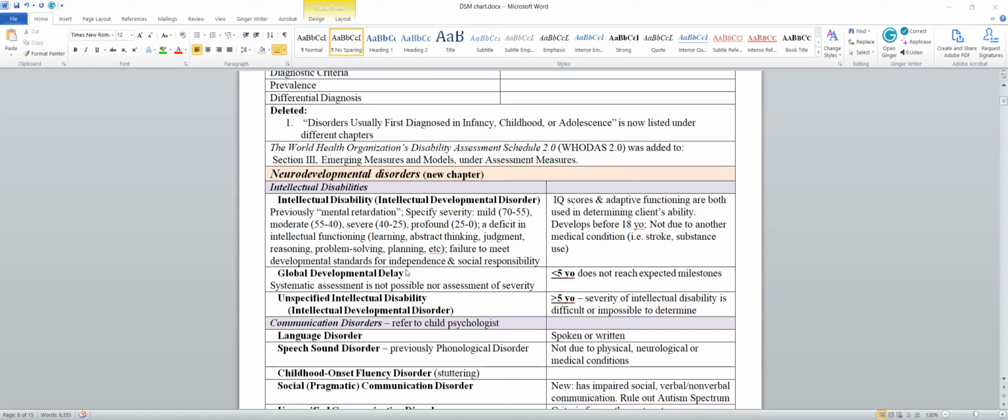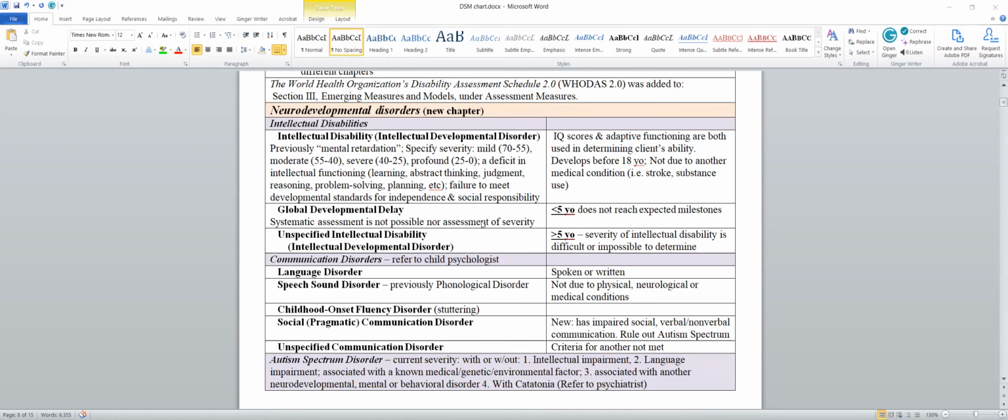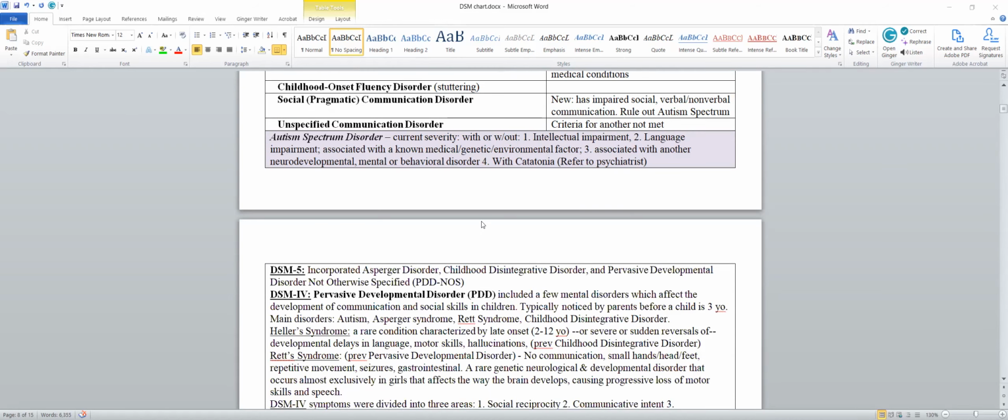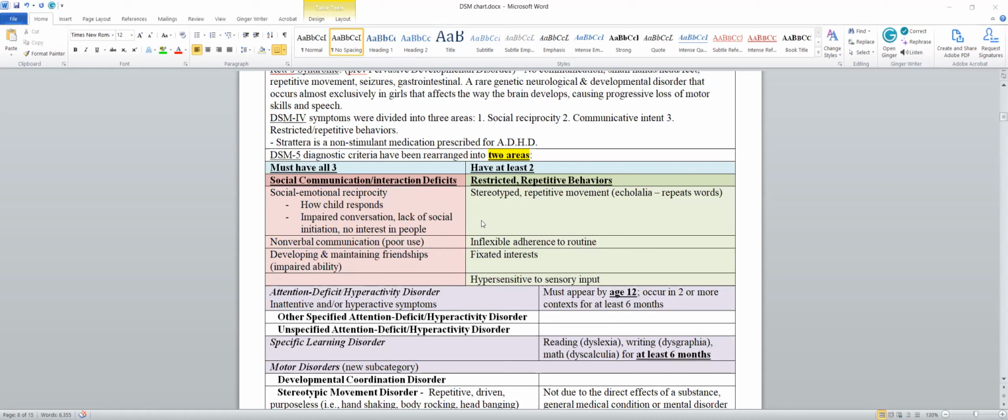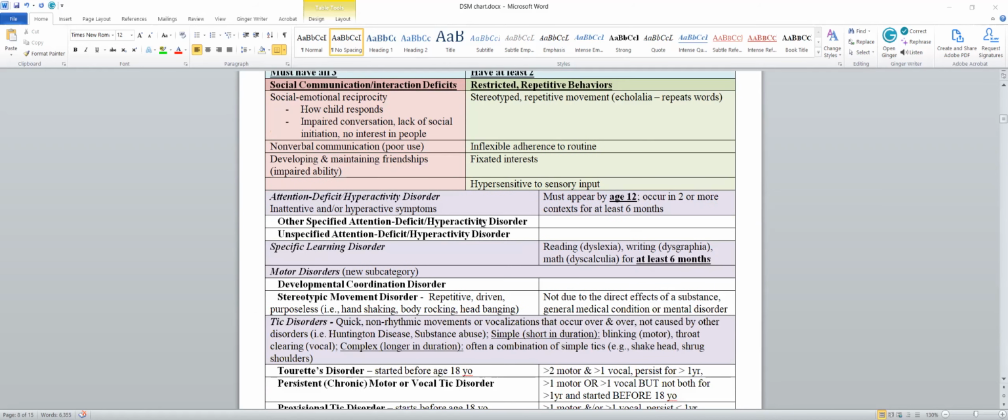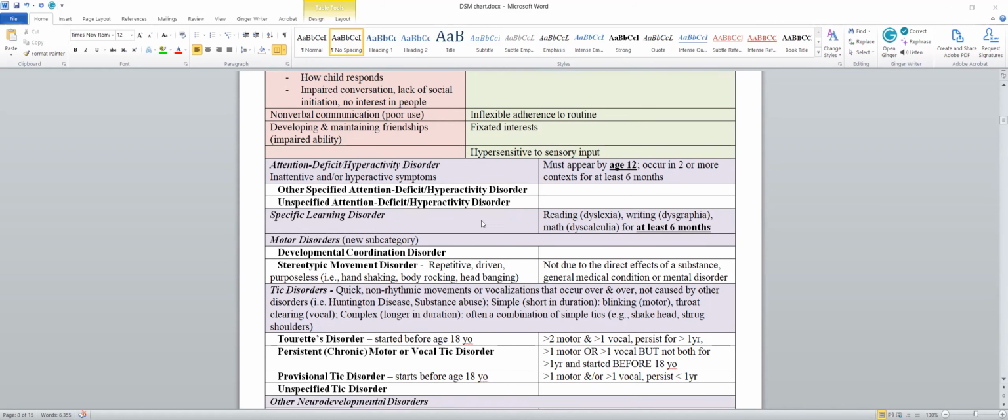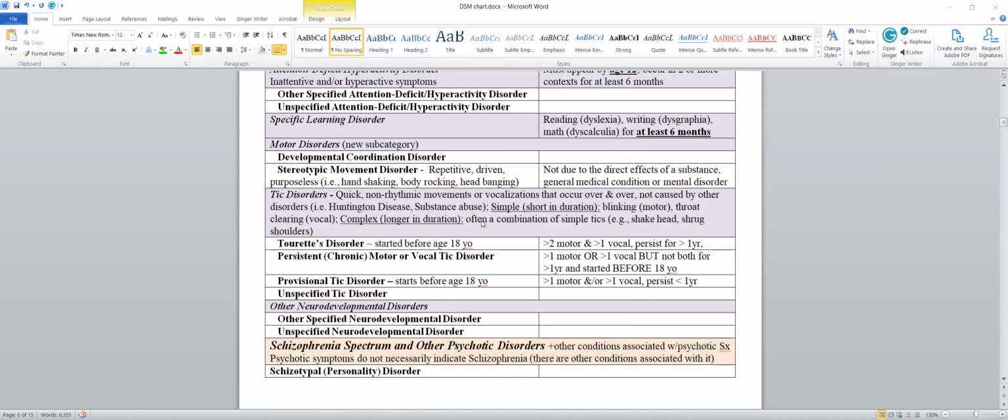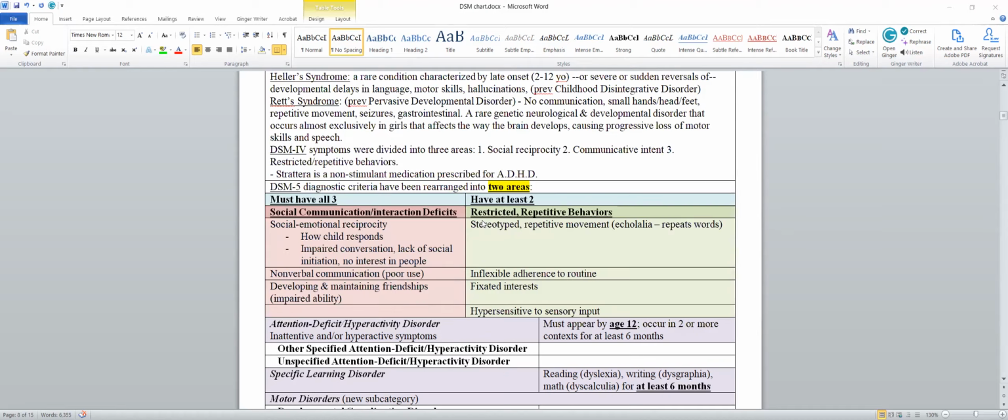So the subcategories under the category of neurodevelopmental disorders are intellectual disabilities, communication disorders, autism spectrum disorder, attention deficit hyperactivity disorder, specific learning disorder, motor disorders, tic disorders, and other neurodevelopmental disorders.